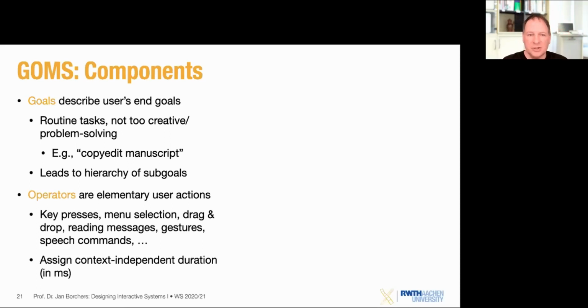Next up are operators. When the goal is sort of at the top of the tree of your GOMS model, the GOMS model is kind of like a tree. The goal is at the top. The operators are the leaves of your model at the bottom. And they are elementary user actions. So physical actions that you do, like pressing a key or selecting a menu on the screen. Or dragging and dropping an object from A to B on the screen, or reading a message that the computer displays. It could also be gestures or speech commands, right? Anything like that.